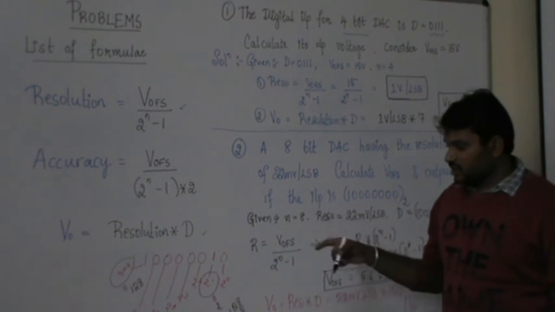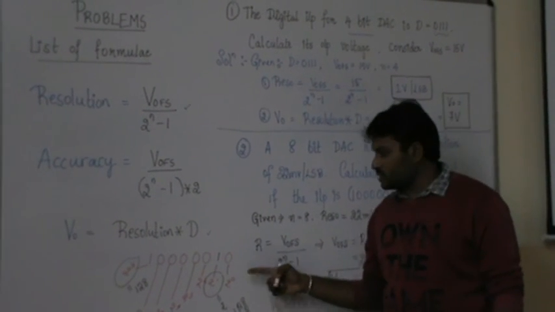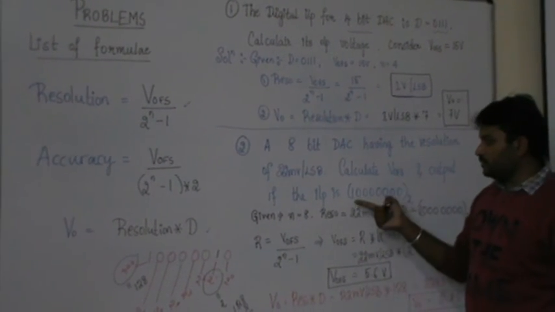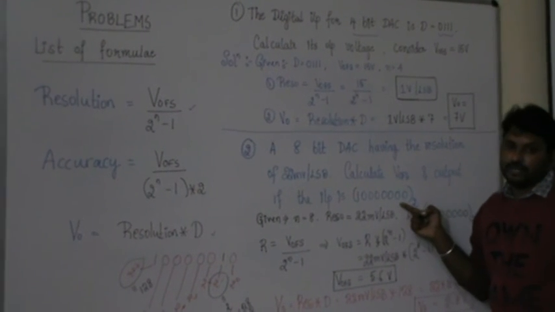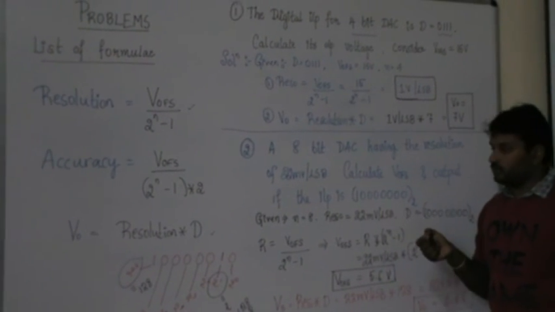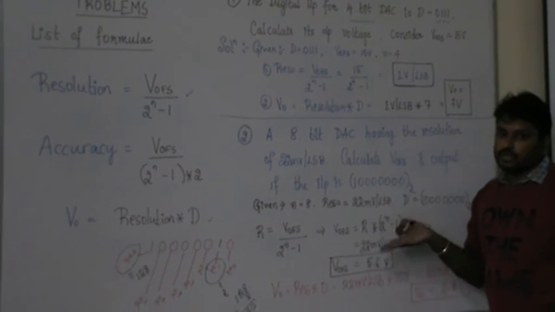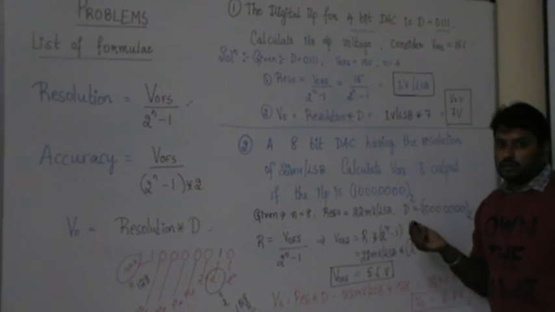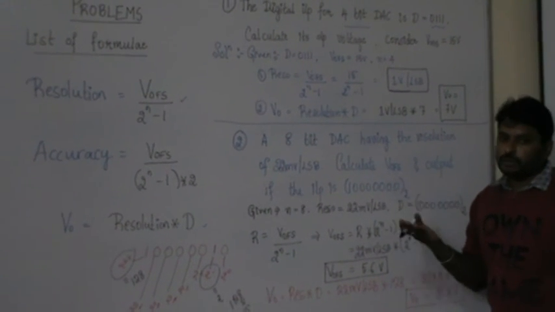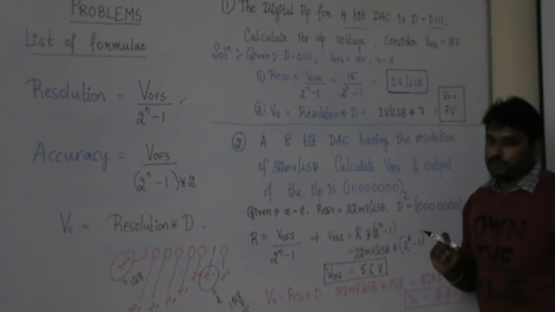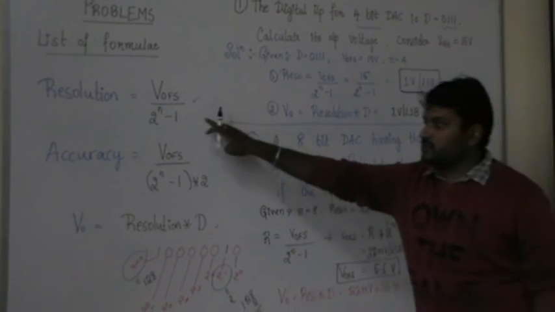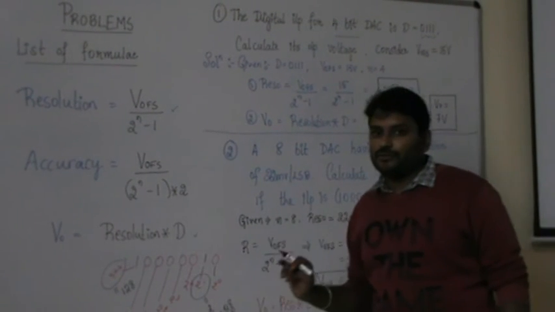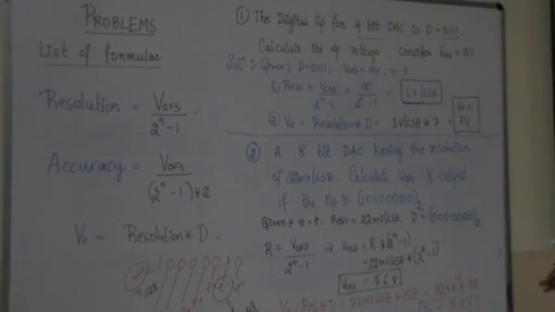Understood? I am just giving a simple example because in the exam they will not give the same value here. They may change this binary data. You should be able to convert a binary number to a decimal number, and you can also do that using the calculator. I hope you have understood the first 2 problems using the resolution, accuracy, and V0 formulas. Copy this down properly.